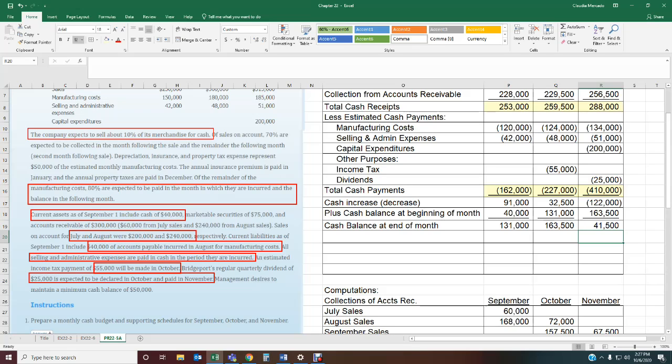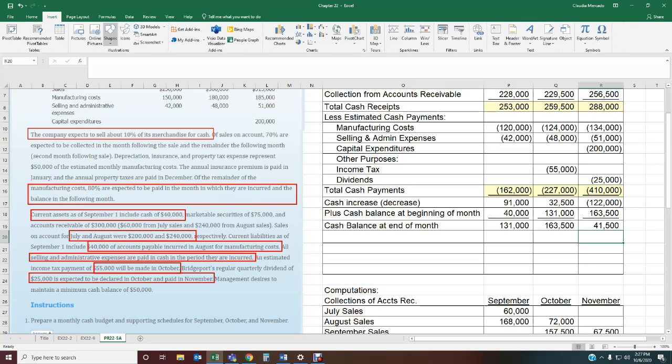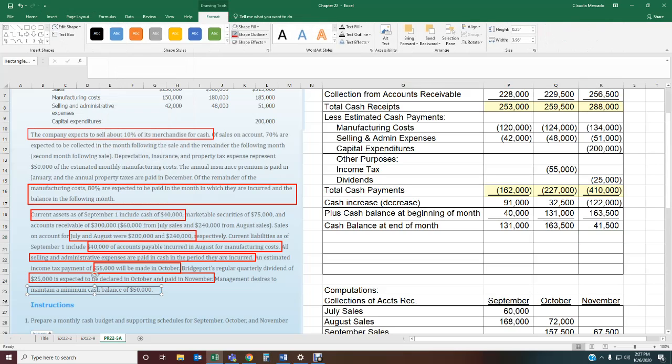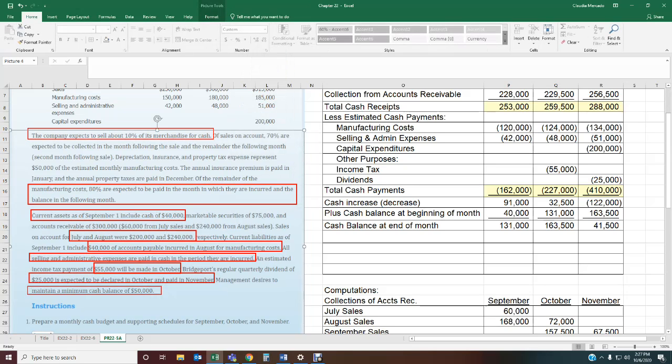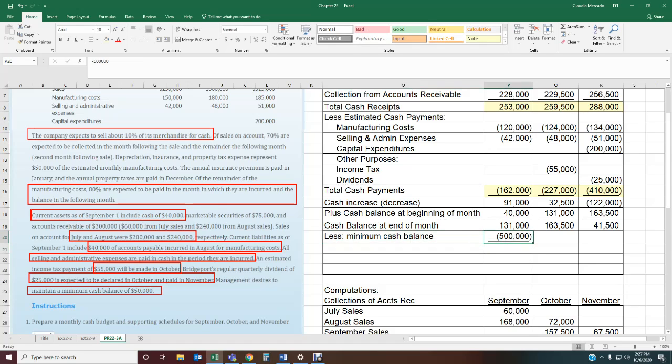So that is your cash balance at the end of each month. Now, something very important that management wanted to do was maintain a cash balance of $50,000 on the account. Okay, that is how much cash they wanted to have at all times, $50,000. So I'm going to subtract my minimum cash balance, and that is $50,000 that they want to have available, not use up, in case of an emergency or whatever the case might be. They want to have that $50,000 available, okay, each of the months.